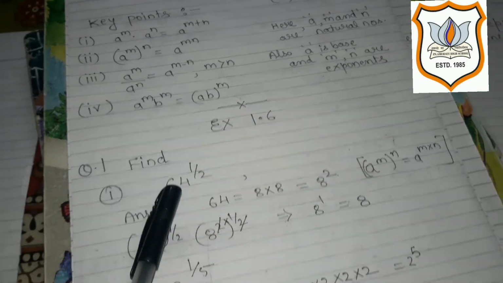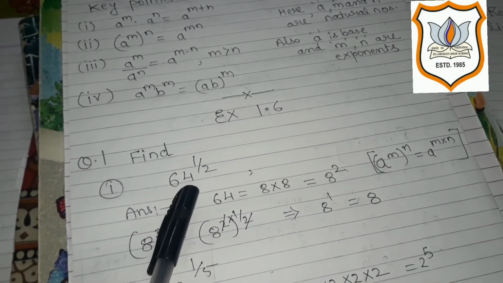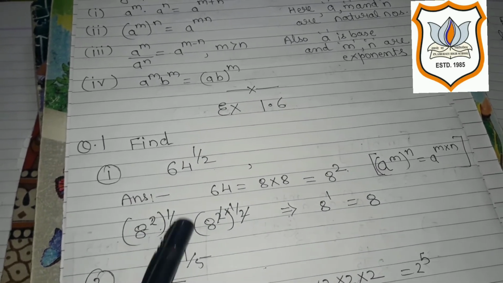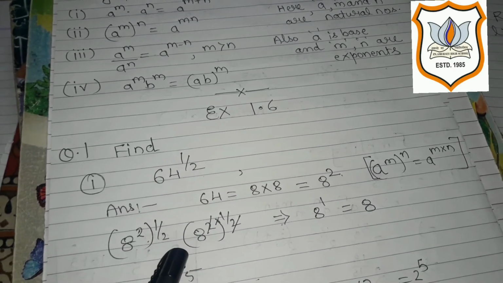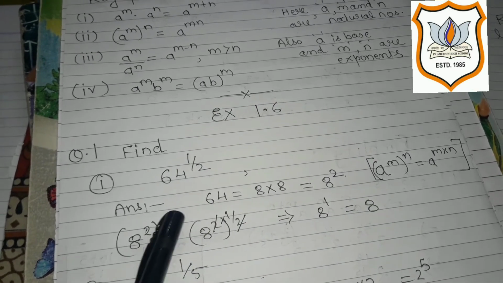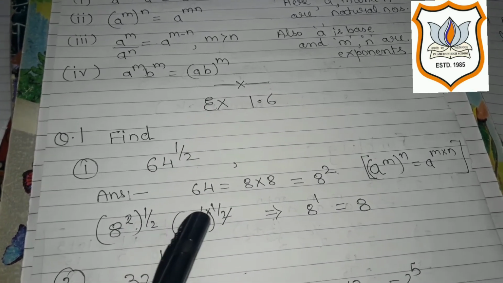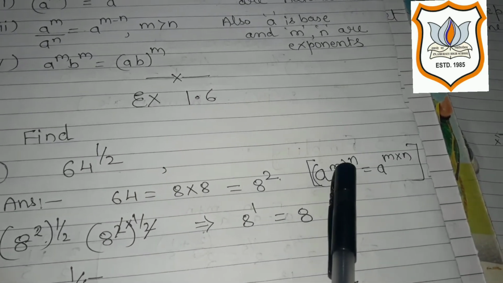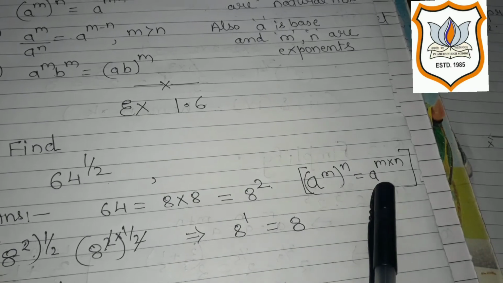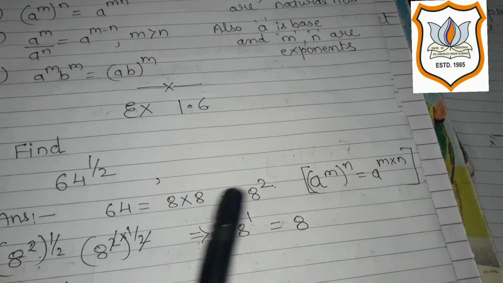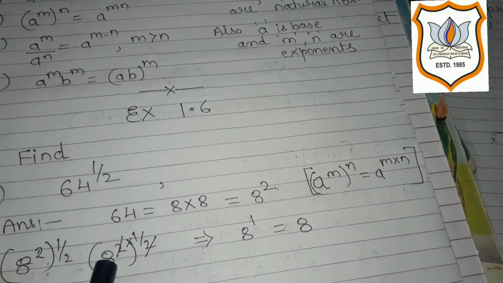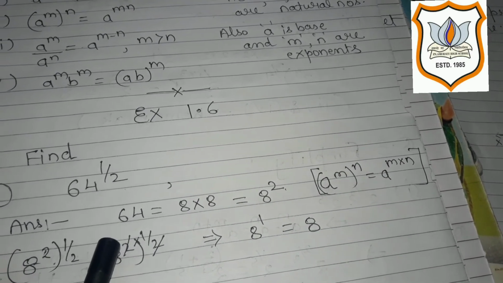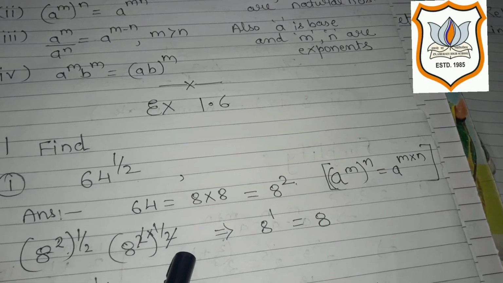So we can write the value 64. Instead of writing 64, we can write 8 square to the power 1 upon 2. And hence we can apply the identity where a to the power m to the power n is equal to a to the power m into n. And hence we write 8 to the power 2 into 1 upon 2. And here the 2 is in numerator while this 2 is in denominator.